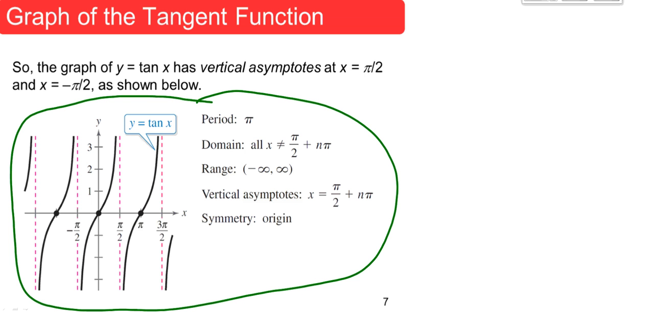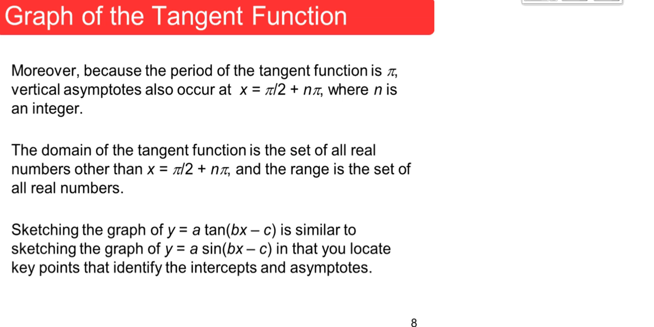Asymptotes symmetric with respect to the origin. I think we said that as well. Yes. And since its period is pi, we want to just be aware of the fact that the asymptotes are at pi over 2 and then intervals of pi. The domain, we've already talked about that.